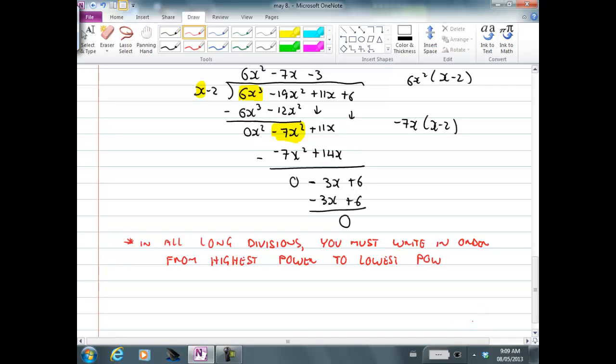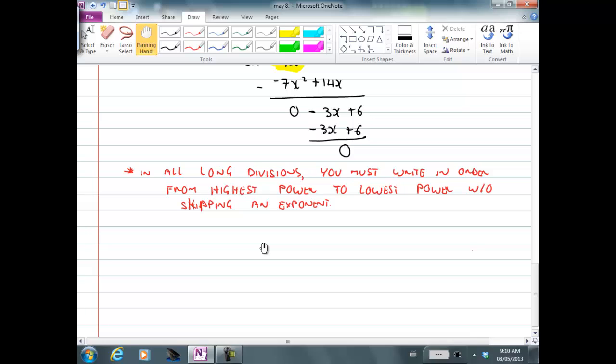To lowest power. Without skipping an exponent. I'll show you what it means, an exponent. If you fail to do this one step, everything is wrong. I'm going to show you why. Okay? So I'm going to give you a question. Let's see if you can figure this one out.